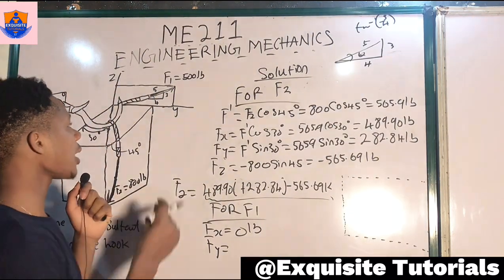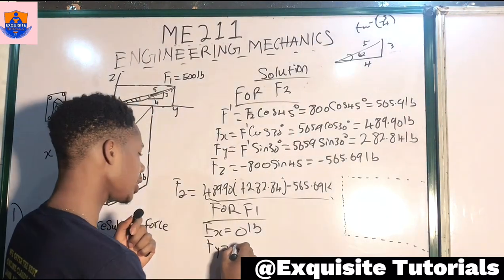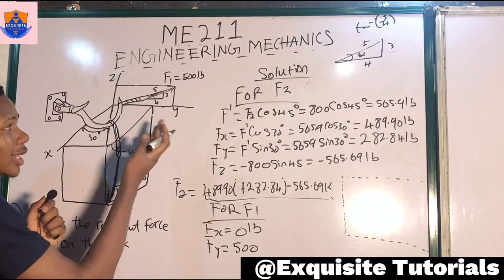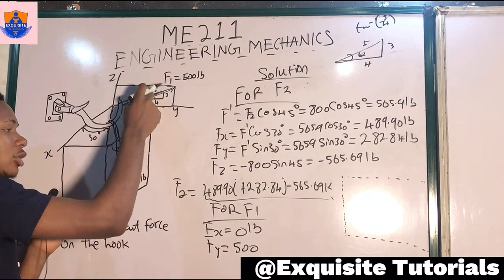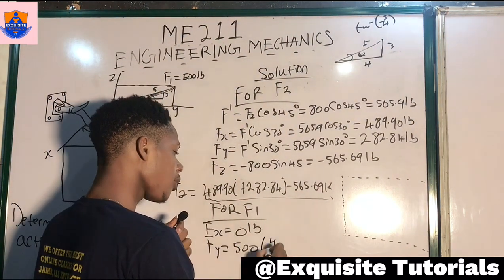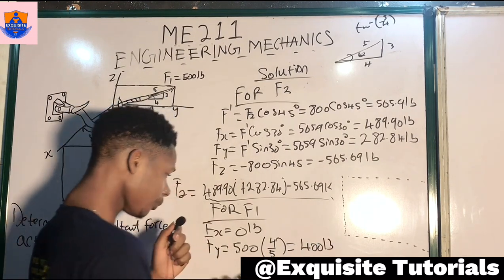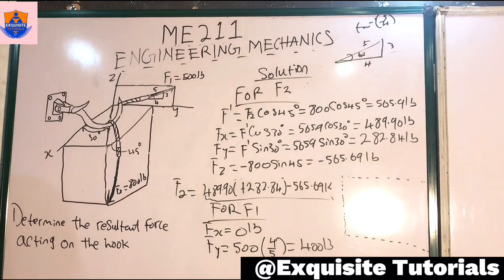Now for F of y, while resolving it to the y-axis, we are going to get 500. Resolving this means we are closing, that is cosine, and cosine is what now? Adjacent over hypotenuse, that gives us 4 over 5. 4 over 5 gives us a value of 400 pounds. That is 500 times 4 divided by 5.